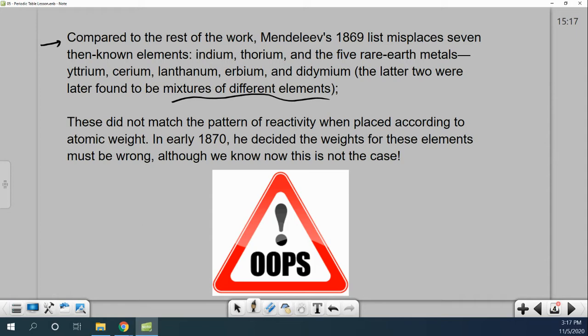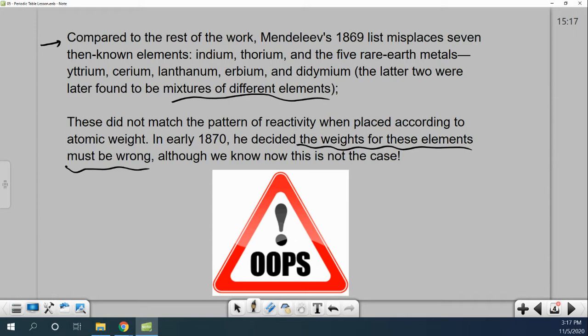And so in early 1870, after his success predicting elements, I think he was a little full of himself. So in the early 1870s, he said, all right, well, it's not my table that's wrong. It's the weights of the elements that must be wrong. Go back, reweigh these elements, these 7 elements. The weights must not be right because they don't fit my table.